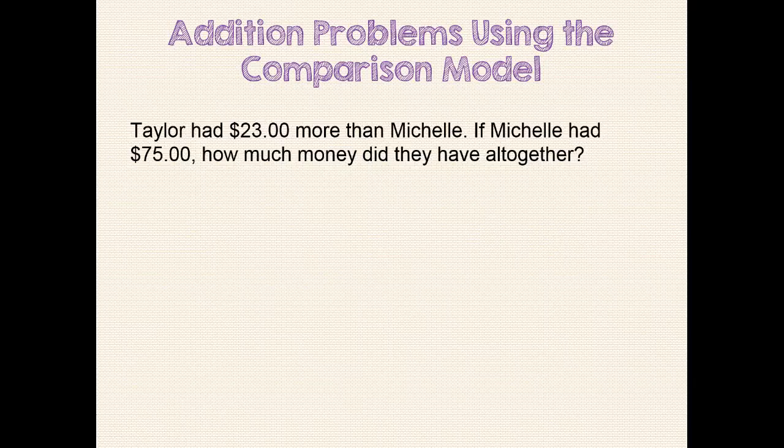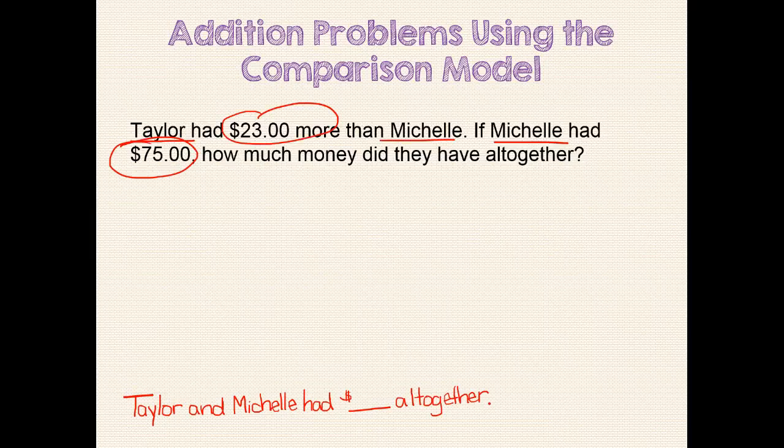Here is an addition word problem which we will solve using a comparison model. Taylor had $23 more than Michelle. If Michelle had $75, how much money did they have altogether? Since we need to find out how much money they had altogether, our sentence statement can be, Taylor and Michelle had blank dollars altogether. When rereading the problem, we identify the important information we need to solve the problem.